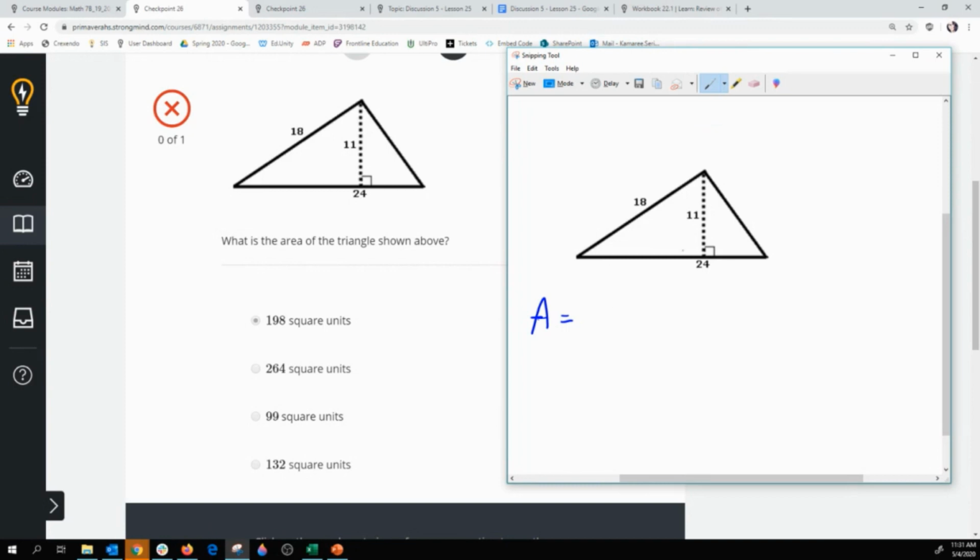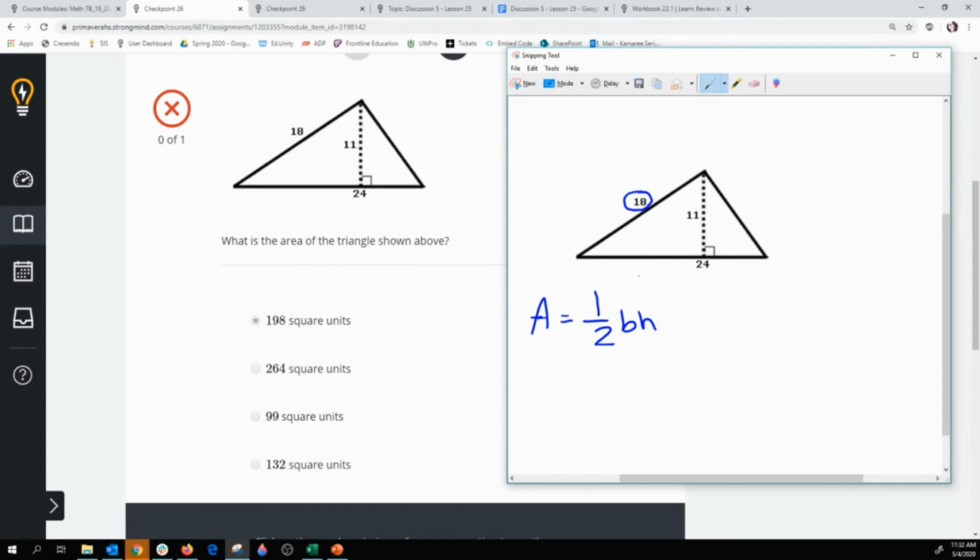So the area of a triangle is 1/2 base times height. And anytime you are given a slant height like this 18 here, this is not what we're paying attention to. They throw in these numbers to try and confuse you.